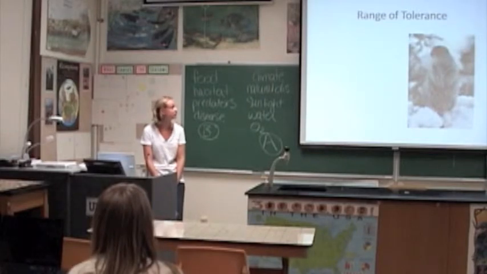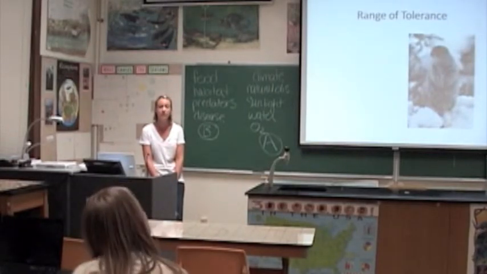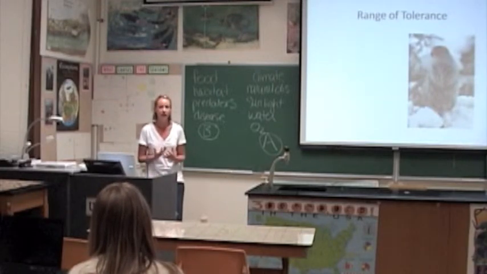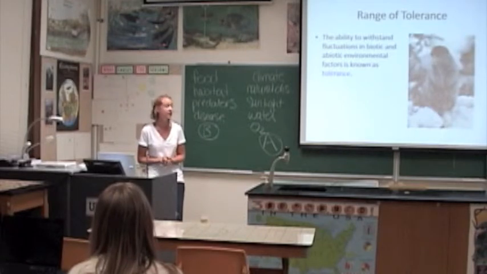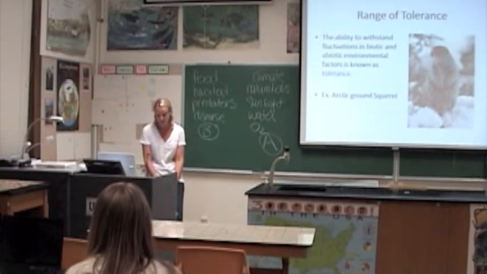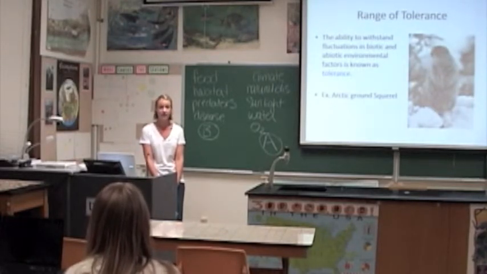Now, range of tolerance is kind of an interesting concept in that some animals have developed these adaptations to tolerate environments better, or just kind of outsmart limiting factors, if you want to think of it that way. And this picture is of an Arctic ground squirrel. And this guy's pretty interesting, and that is the only warm-blooded mammal that is known to survive with a body temperature that is below freezing.